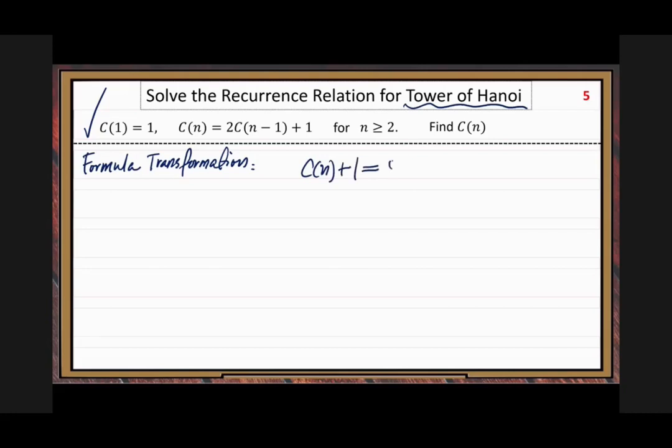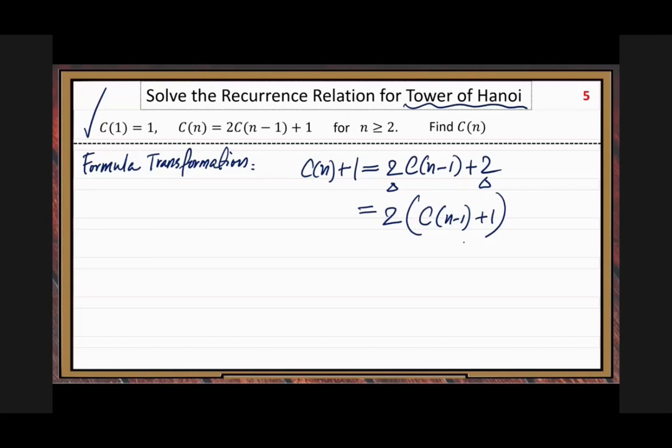The left-hand side, 2 C of n minus 1 plus 2, right? The good thing is we have 2 as a common factor. Can we take that 2 out? C inside parenthesis, C of n minus 1 plus 1. So we get this new form after this operation.